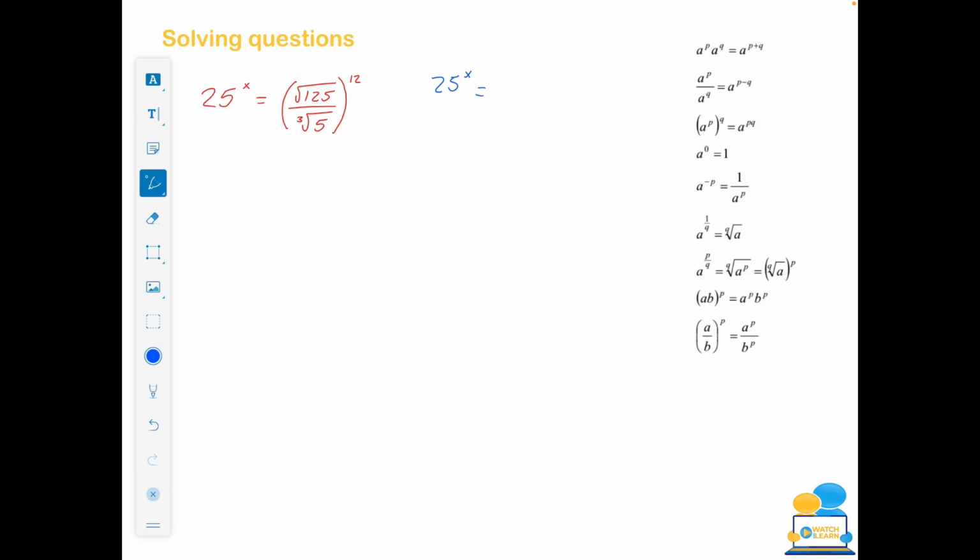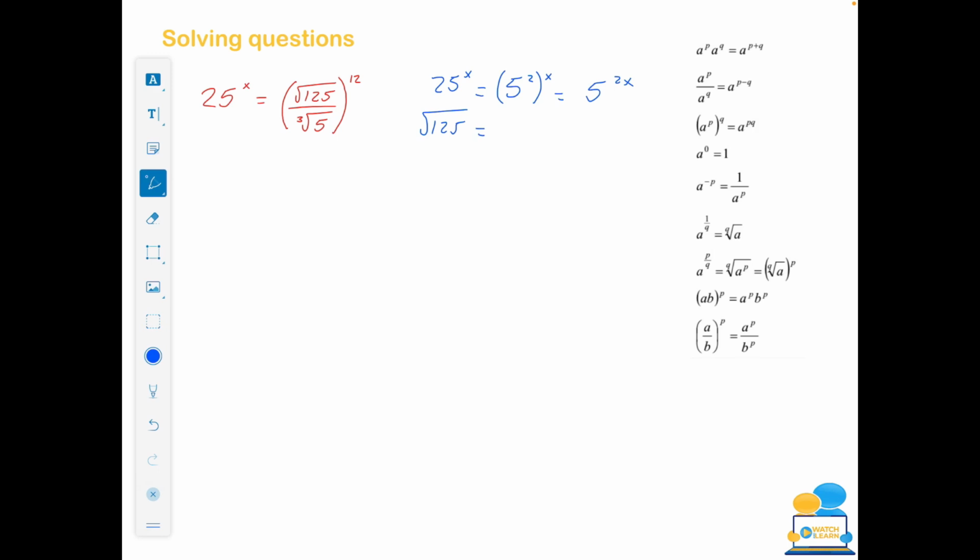So 25 to the power of x, that won't work. I think, how could I write 25 as 5 to the power of something? I could say 25 is 5 squared. Okay, and we still have that to the power of x. And we know by now we're going to use law 3 here. When you have a power raised to a power, you just multiply them. So that'll be 5 to the power of 2x.